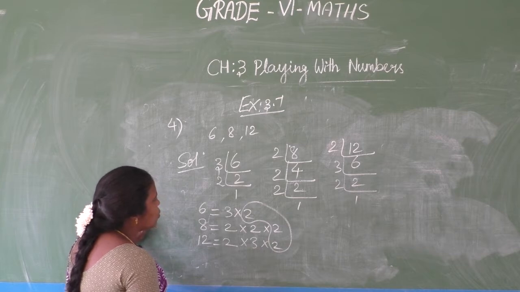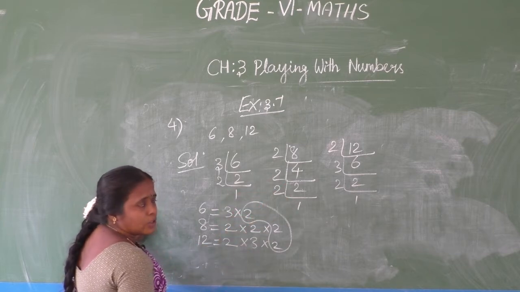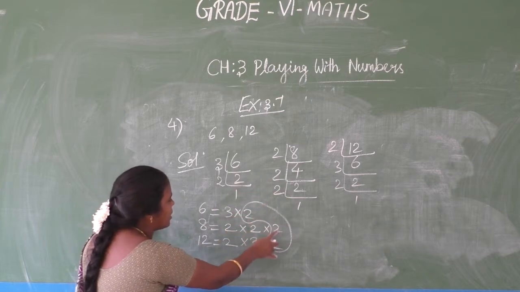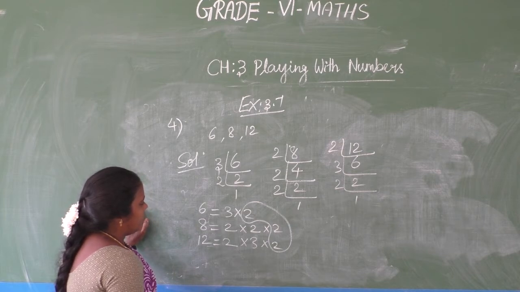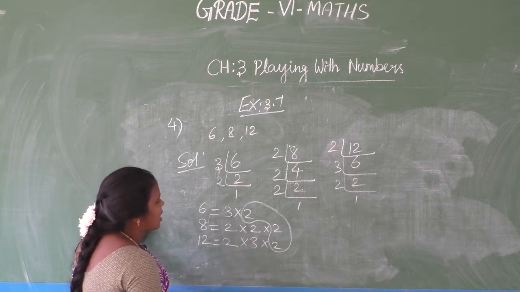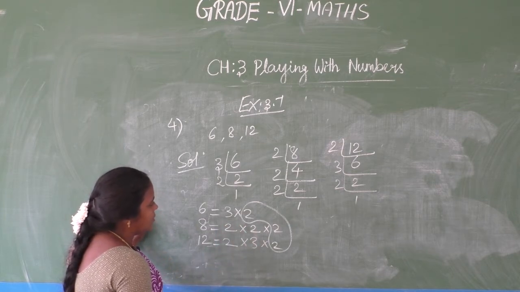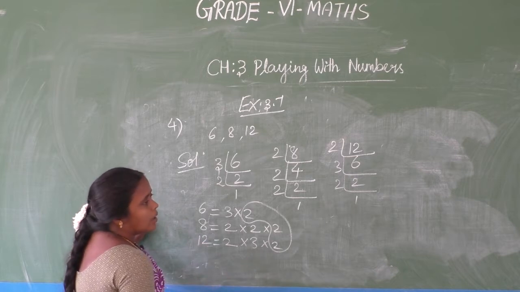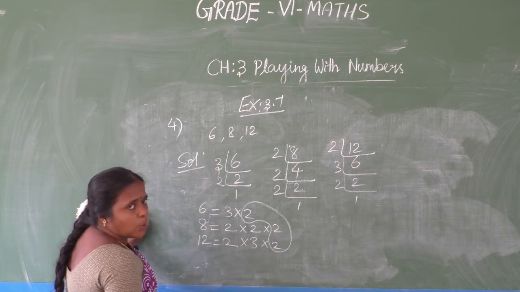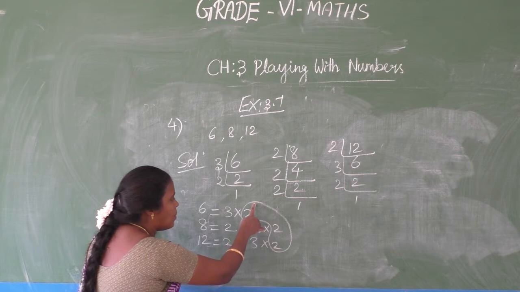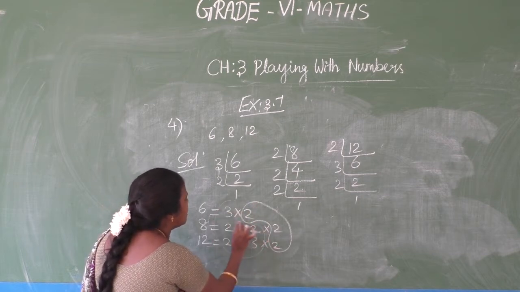2 is coming in all 3 categories also. This is the common factor. These are all non-common factors. So you have to multiply. LCM means, just now what I said, the product of common factors and non-common factors.